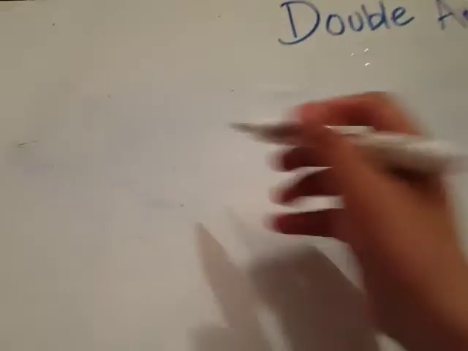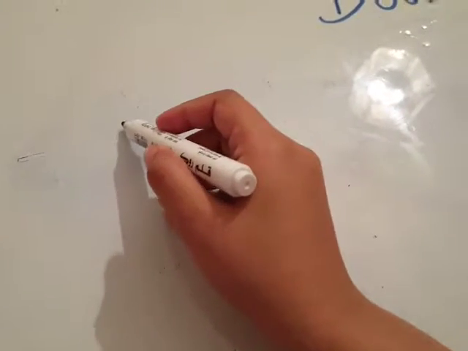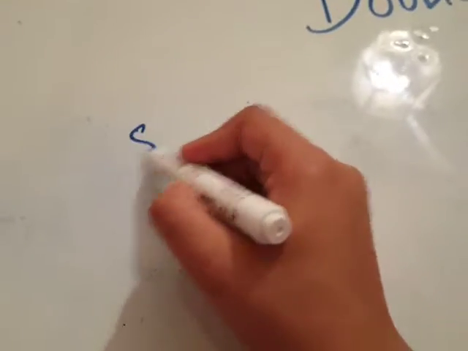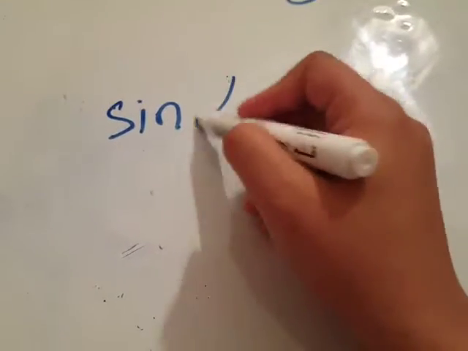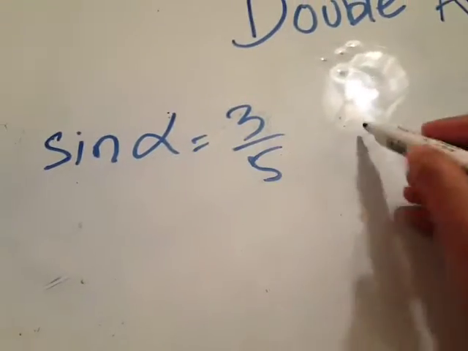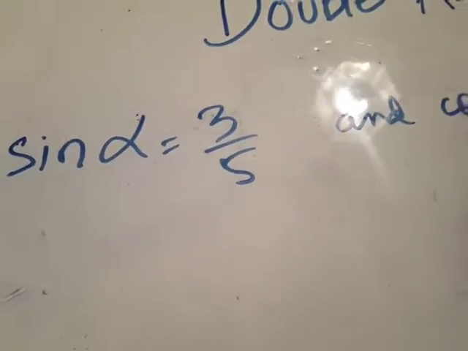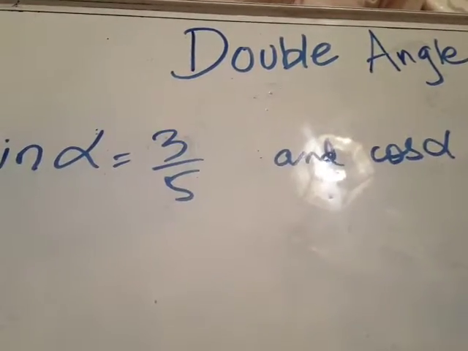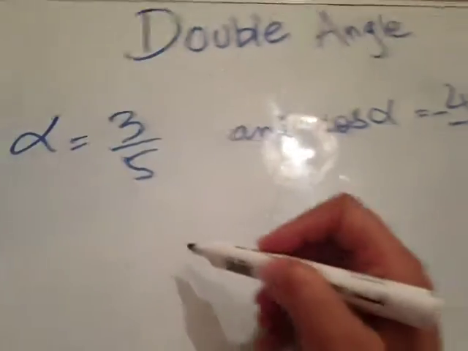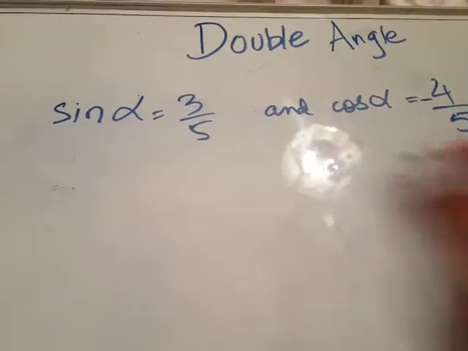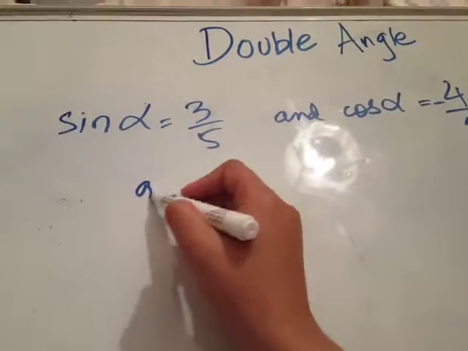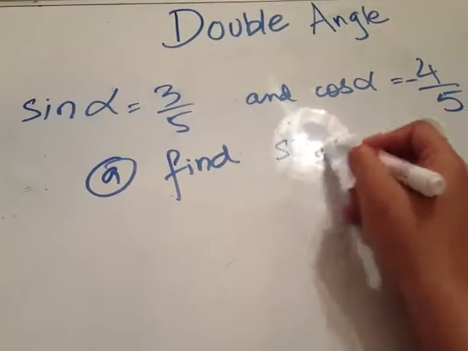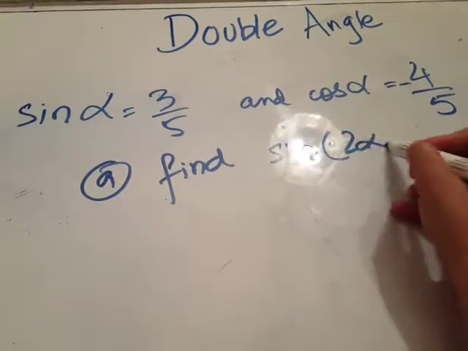Now let's do a few more examples of double angle identities. So if we say that sine of alpha is 3 over 5 and cos of alpha is minus 4 over 5, let's take it like this. They want you to find sine of 2 alpha first.